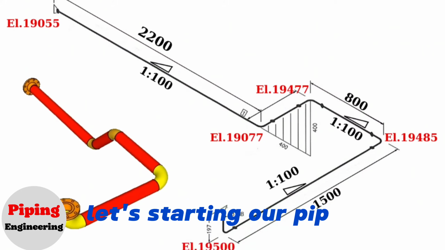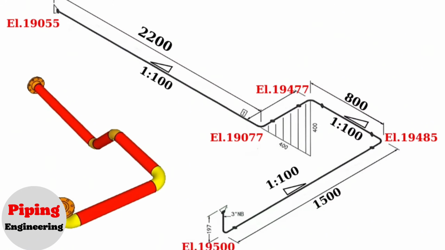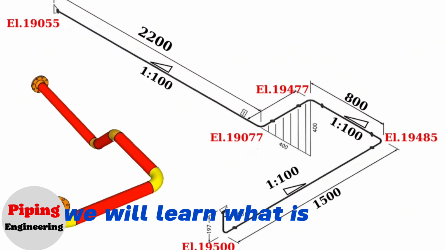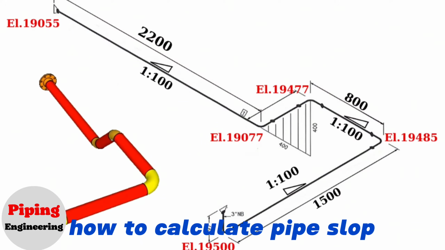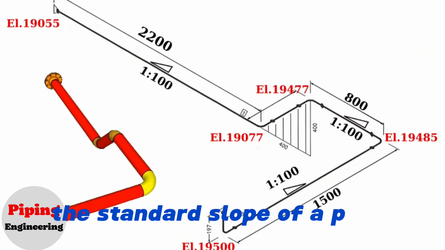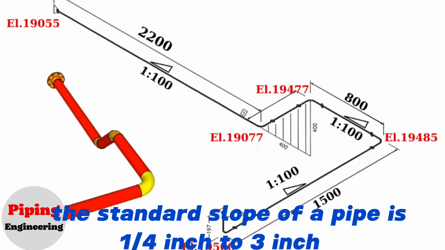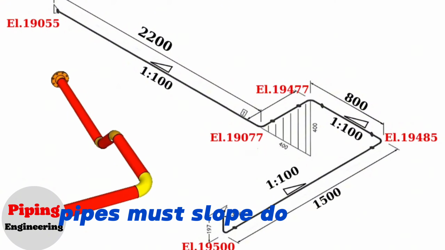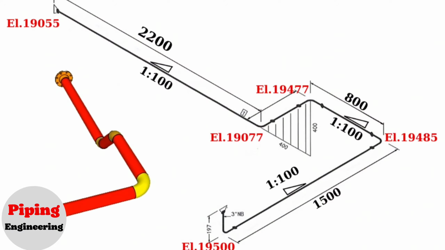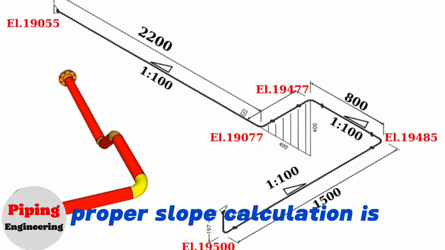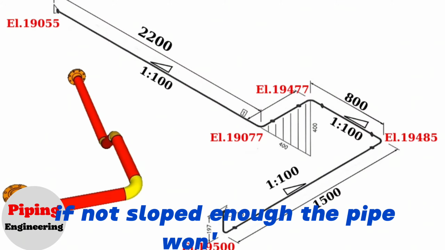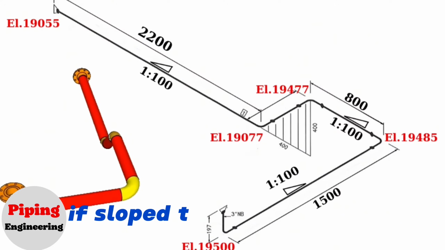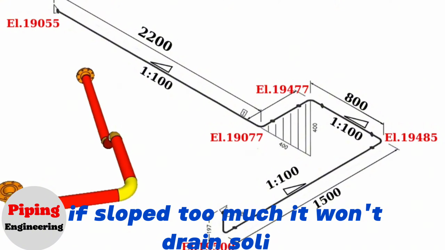Let's start our piping tutorial video. In this video, we will learn what piping slope is, why it is required, and how to calculate pipe slope. The standard slope of a pipe is 1/4 inch to 3 inches. Pipes must slope downhill to drain correctly. Proper slope calculation is essential for draining. If not sloped enough, the pipe won't drain. If sloped too much, it won't drain solids.